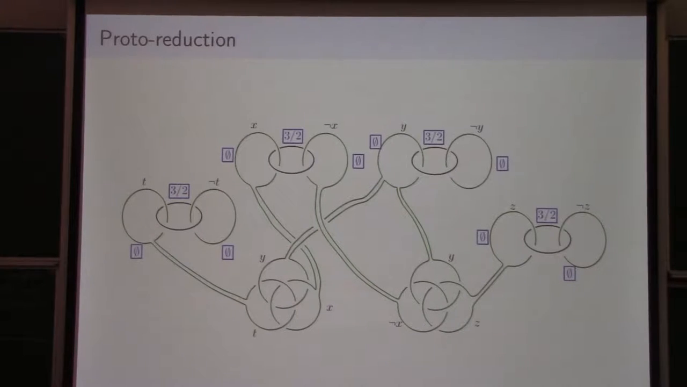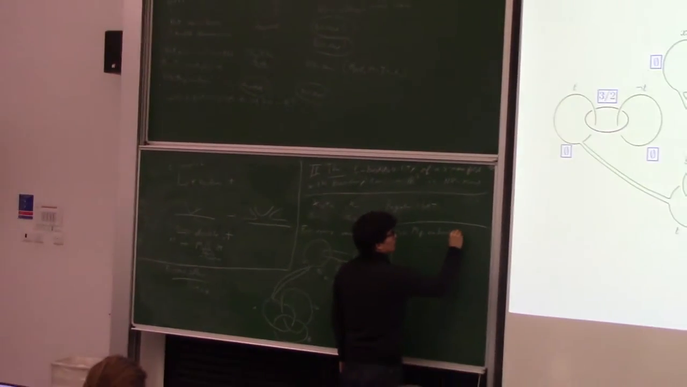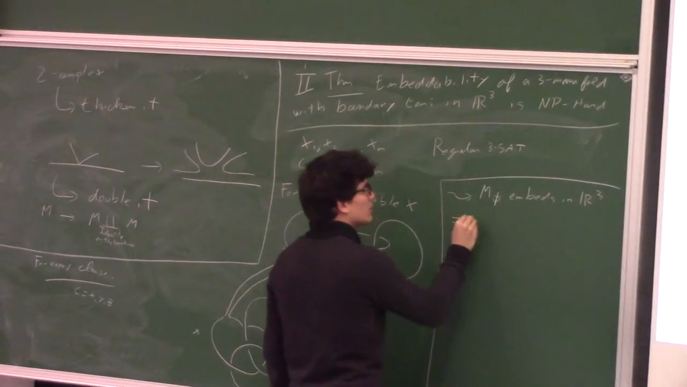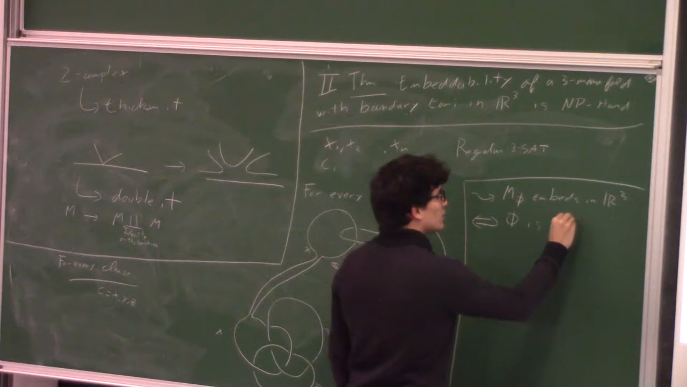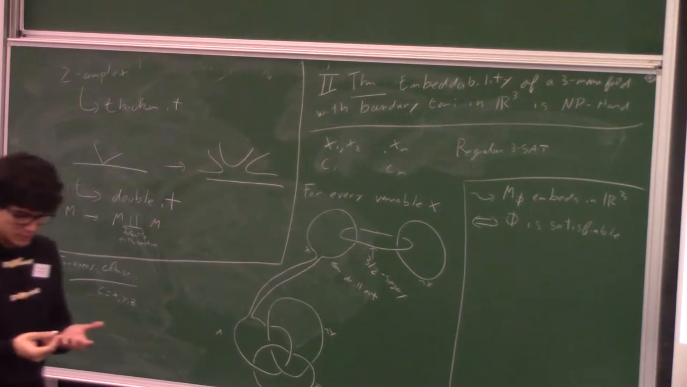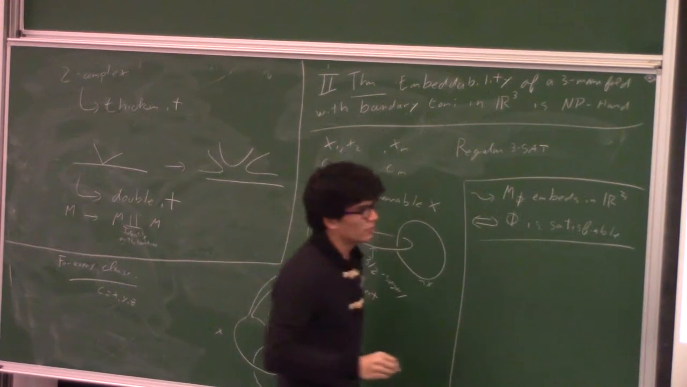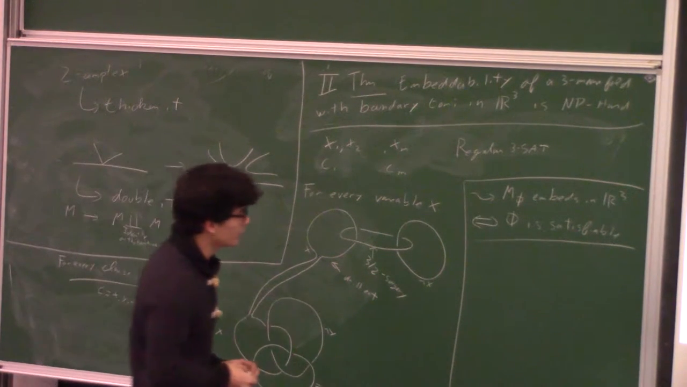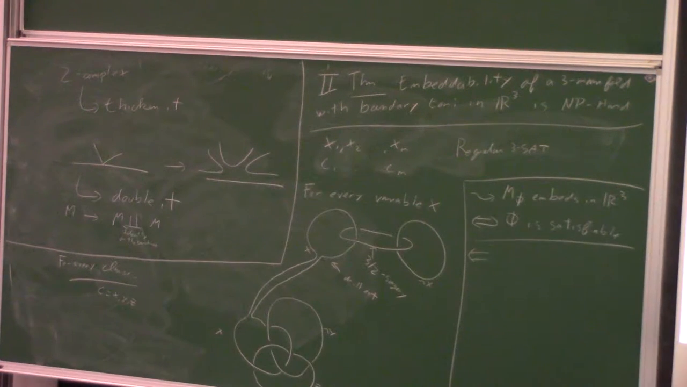So this thing is some 3-manifold M5 with boundary, and the claim is that M5 embeds in R3 if and only if phi is satisfiable. So where does that come from? Well, one direction is much easier than the other one, and it's this direction. So if you start with some satisfying truth assignment, how do you find your embedding into R3?